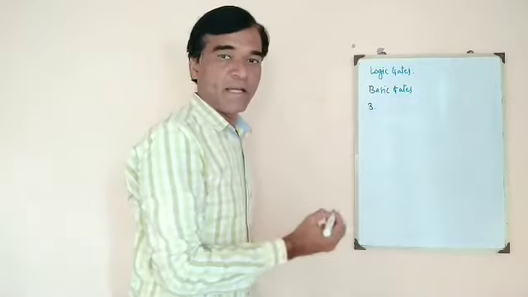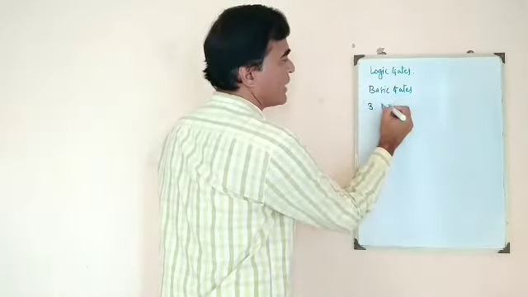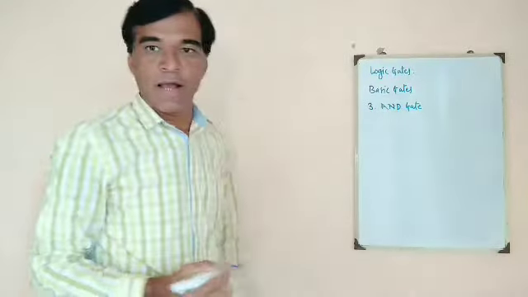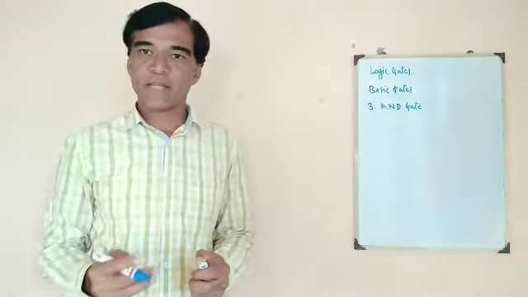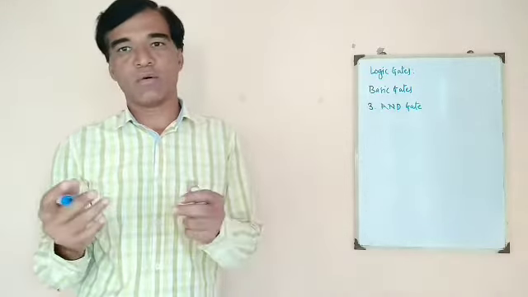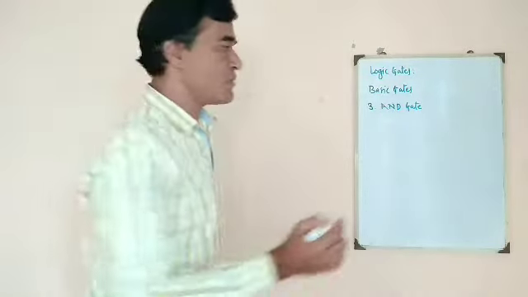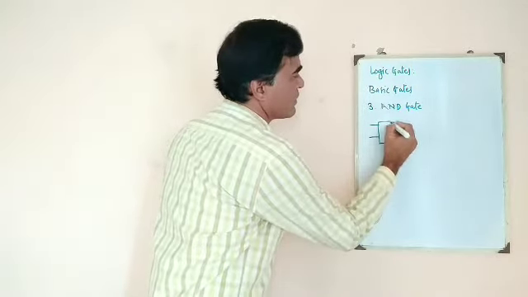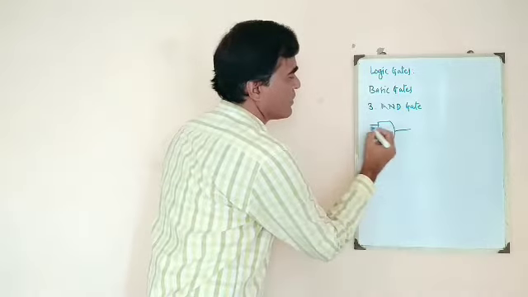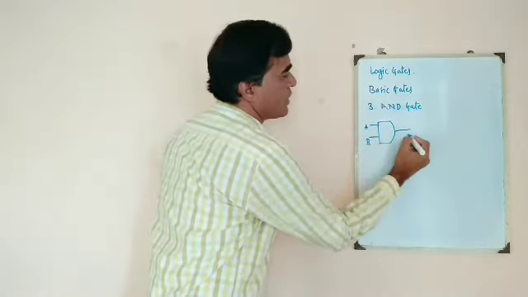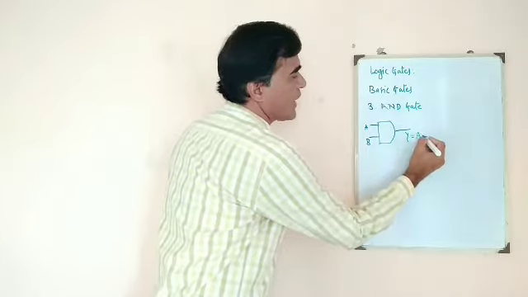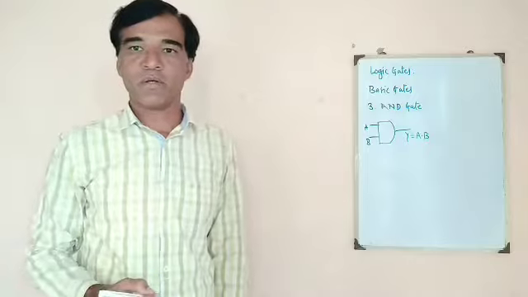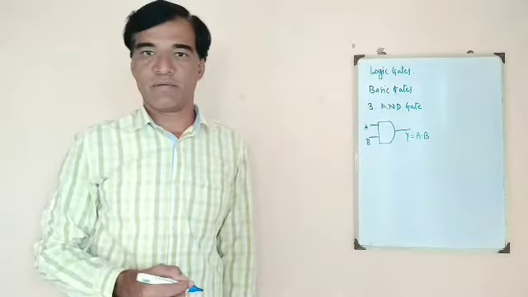The next basic gate is AND gate. Again, AND gate, it has two inputs and one output. The symbol for AND gate is, it has two inputs A and B, output Y, where output Y is given as A dot B. AND gate performs logical multiplication.